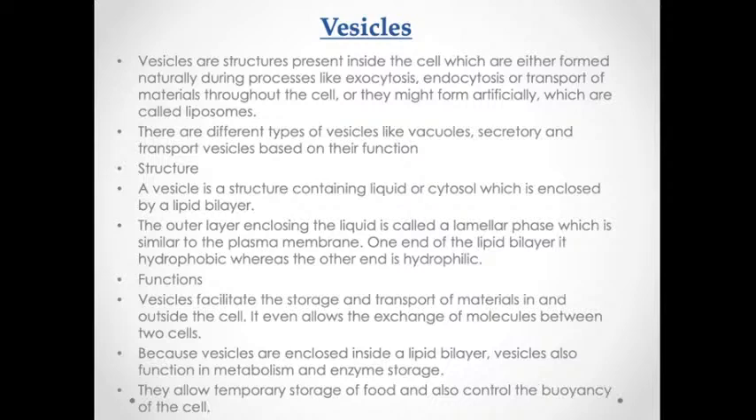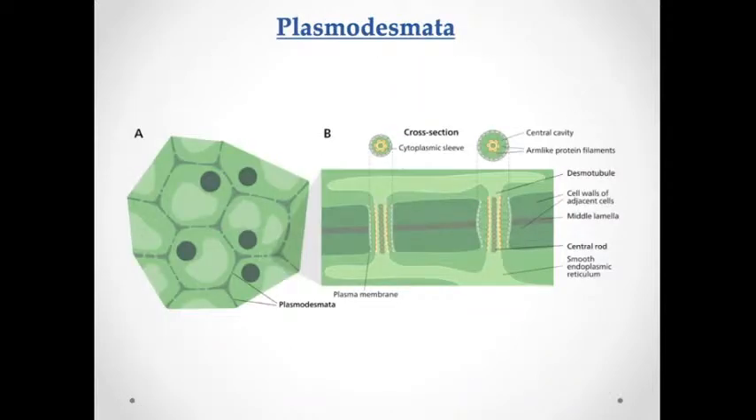They allow temporary storage of food and also control the buoyancy of the cell. So here you have your plasmodesmata on the left side. This is the 3D version of it, some cross section. So you have here a cytoplasmic sleeve in between it, and these are central cavity and arm-like protein filaments.